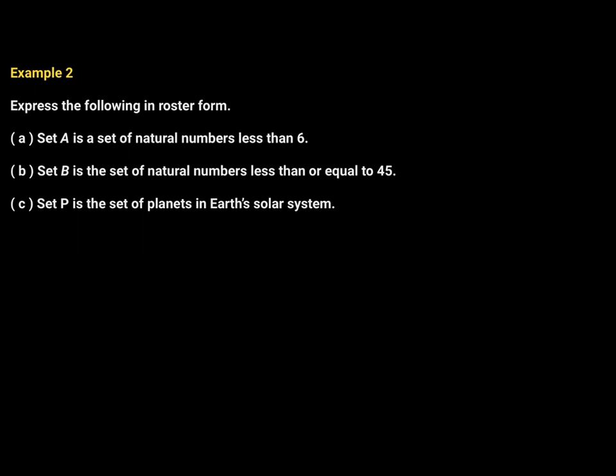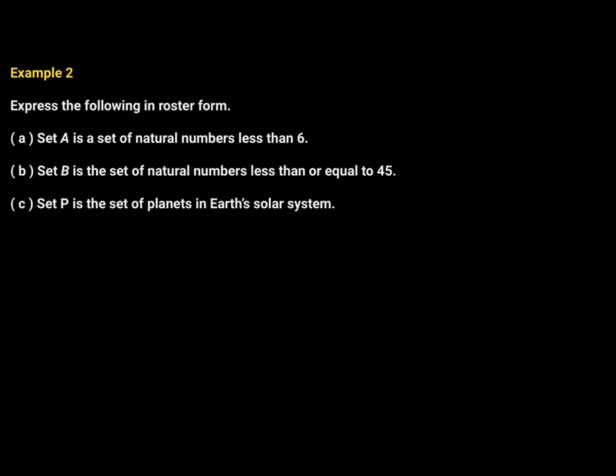Okay, folks, example 2. Express the following in roster form. Now, whenever the text asks for roster form, that means we're using braces. Okay, set A, they want us to call this set capital A. Set A should be the set of natural numbers less than 6. Let's remember that the natural numbers are also called the counting numbers, and the set starts at the number 1. So the natural numbers or the counting numbers are 1, 2, 3, 4, 5, 6, 7, 8, and so forth. So set A, this is the solution for the first part. Set A is a set of natural numbers less than 6.